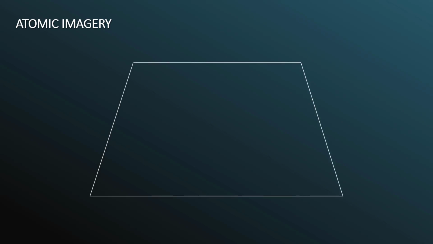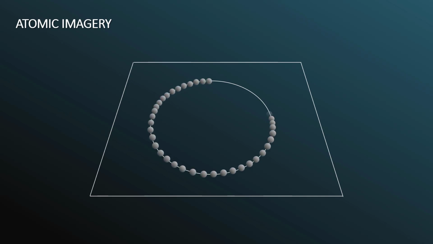Let's talk about atomic imagery. I already said that you can't see an atom with visible light. Now consider a plane. Let's draw a circle on the plane. Now what if we put 48 atoms along the circle? We can't see the atoms with the naked eye.